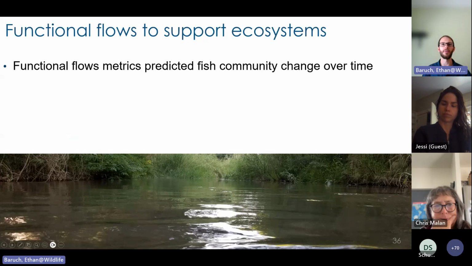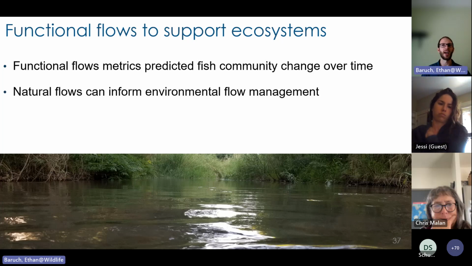So the take-home messages here are that these functional flow metrics were actually able to predict fish community change over time fairly well. And there really isn't much other documentation supporting association between fish and functional flow metrics. So really, we're seeing that we can restore some ecosystem functions in a regulated stream. We also see that natural flows could potentially be used to inform environmental flows, and that that could be something to consider when looking at these sorts of flows.